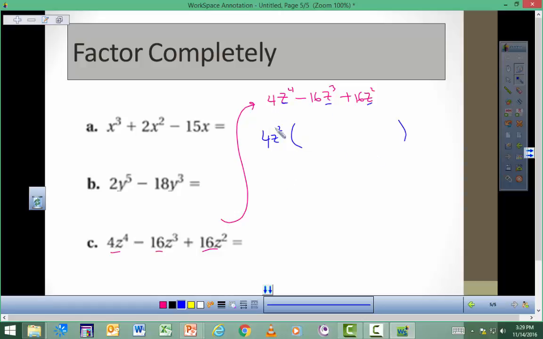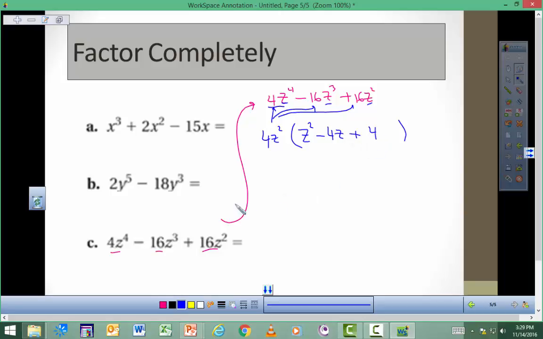Well, once again, if you just look up here and say, what do I need to multiply to get 4z to the 4th power? I have the 4, I have a z squared. It looks like all I need is a z squared here. And then if I look here, it looks like I need what? A 4 and a z. And looking over here, it looks like I need a 4. So I get plus 4.